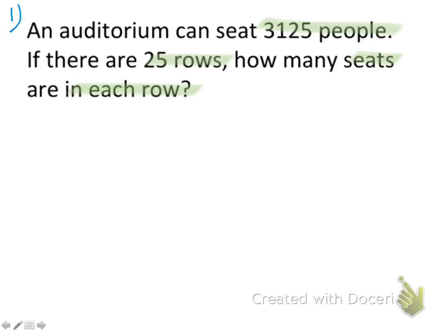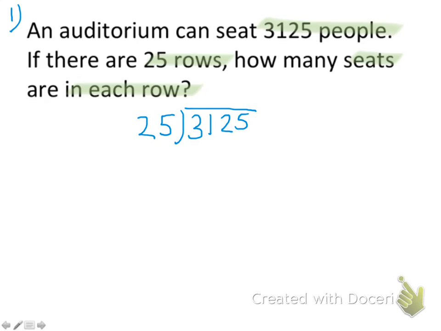Okay, our next step is to figure out what we're supposed to do. Well, I told you this was about division, so we know we need to use division. Another thing is if you think about the problem, if there are 3,125 seats and 25 rows, we need to figure out how many seats there are. We're going to use division. We're going to divide 3,125 by 25.